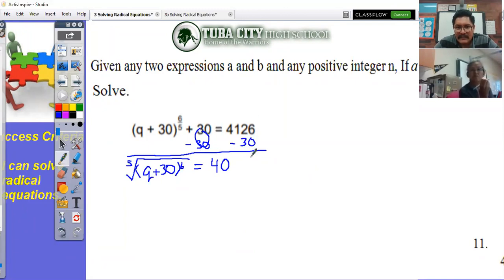Let's see, 6 minus 0 is 6, and 2 minus 3, well, actually this would be 12 minus 3. 12 minus 3 is 9. There we go.